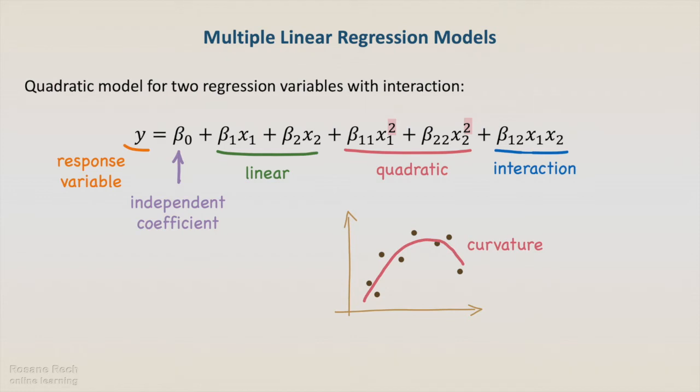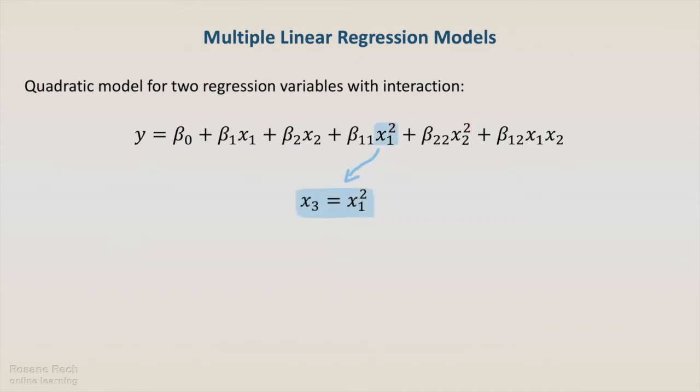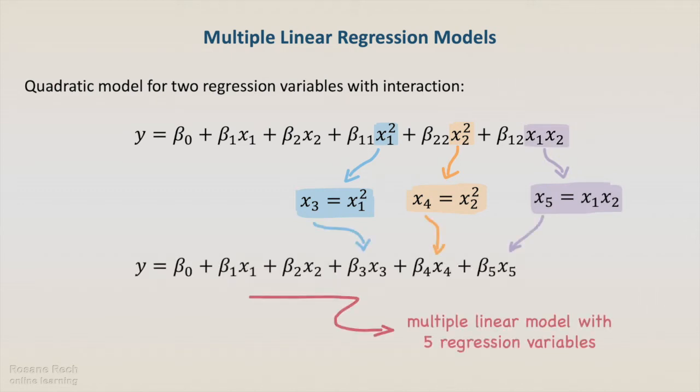Similarly to the model with interaction, we can apply transformations to linearize a quadratic model. Let's make x3 equal to x1 squared, x4 equal to x2 squared, and x5 equal to the product between x1 and x2. As a result, we have a multiple linear regression model with 5 explanatory variables.